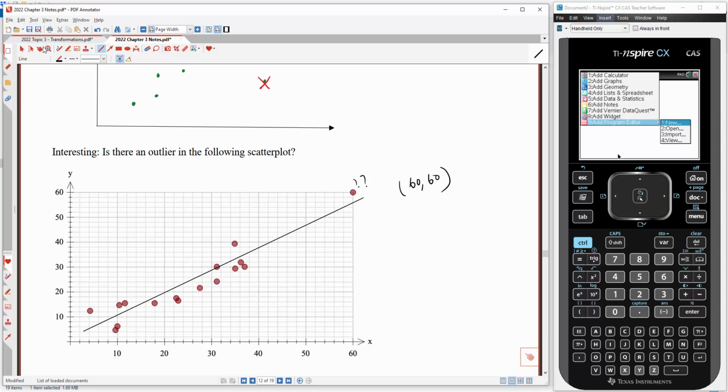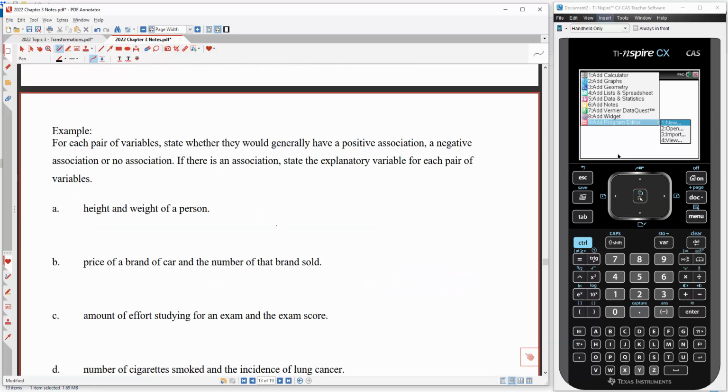As the EV increases here, we're expecting the response variable to behave like this, and this is really conforming to what we would expect. So is there an outlier in the following scatter plot? No. To be an outlier, it has to deviate from the linear pattern. This is bang on the linear pattern, so therefore it is not an outlier. Alright, on to today's work.